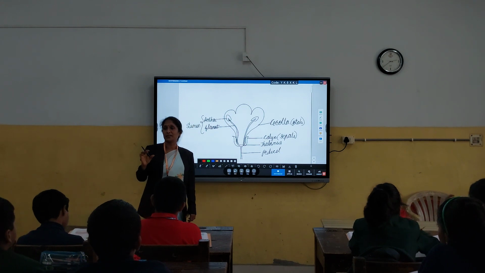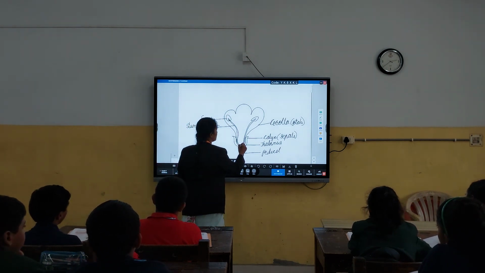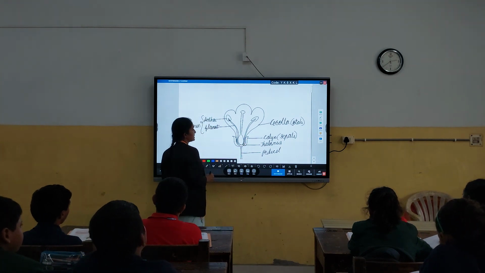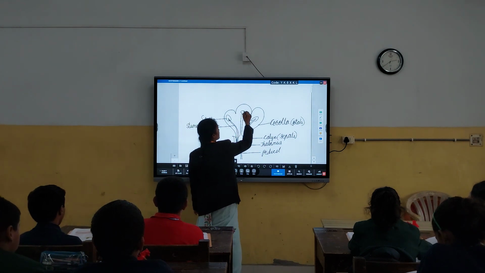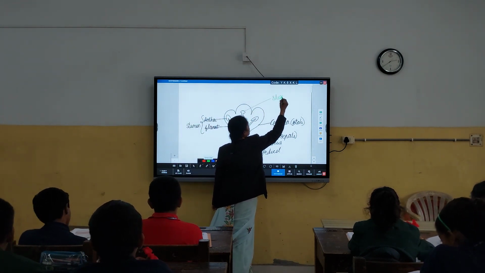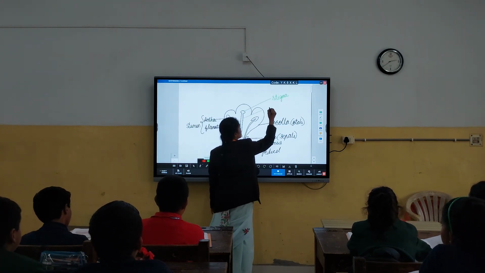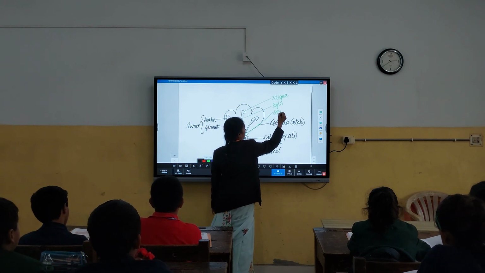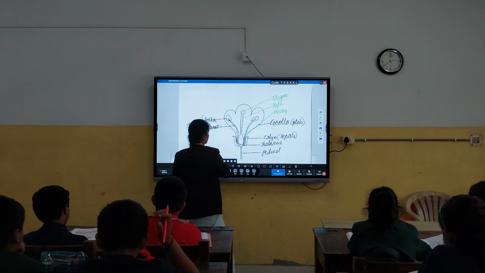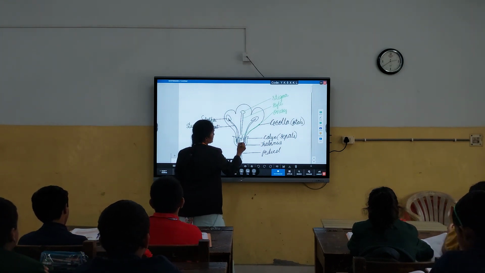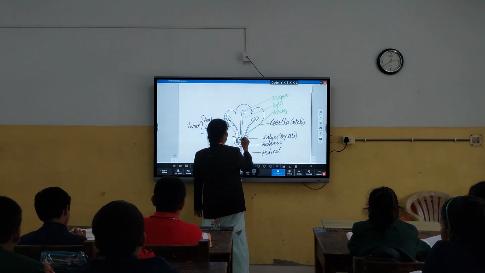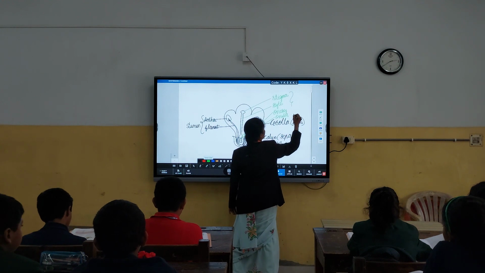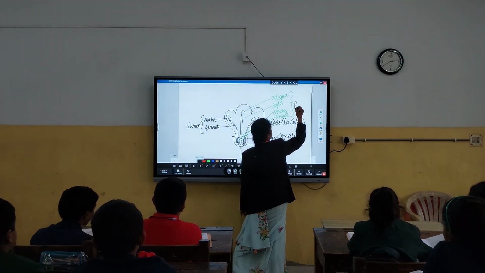Now, the innermost whorl is called the pistil or carpel. The pistil is made up of the stigma, the style, a long tube, and an ovary. The ovary has ovules in it. These are the egg cells, the female reproductive cells. Ovules. All together they are called the pistil or carpel.